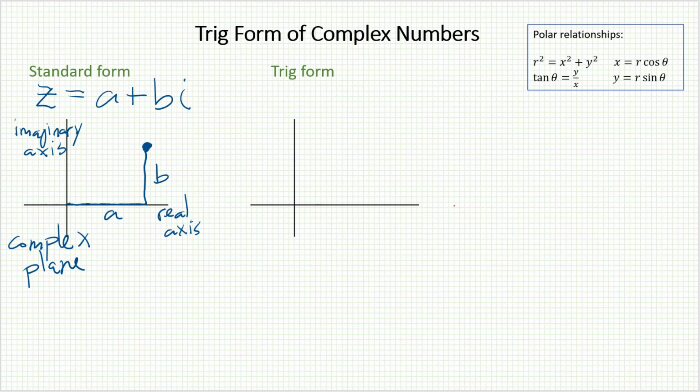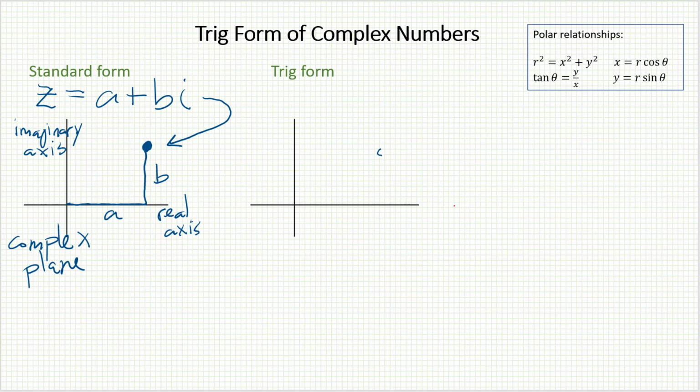Notice that in the complex plane, a single dot is not an ordered pair. It is a single number, the number a plus bi. Well, there is also a trig form for complex numbers. And let's see how that works.